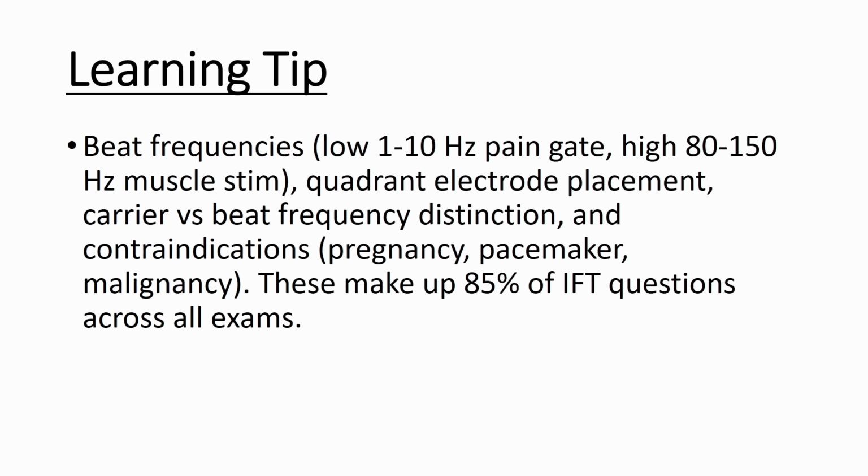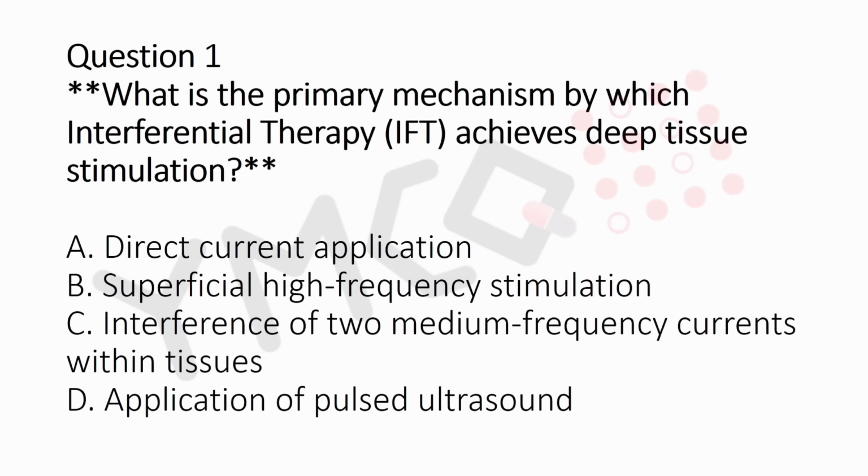So let's move to question number 1. What is the primary mechanism by which interferential therapy achieves deep tissue stimulation? Option A, direct current application. Option B, superficial high frequency stimulation. Option C, interference of two medium frequency current within tissues.